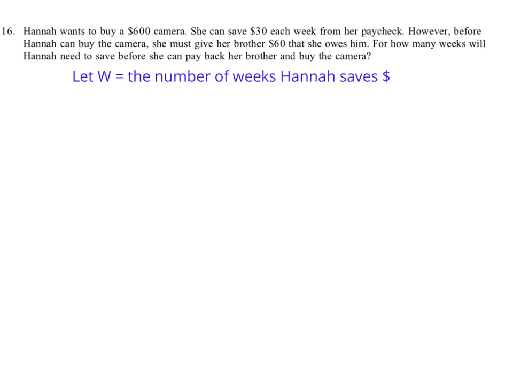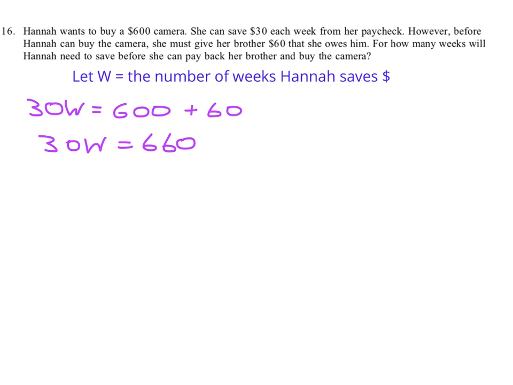So, okay, we can say if she saves $30 a week for the number of weeks that she does, that's got to equal not only the $600 that she wants to save up for the camera, but also the $60 that she owes her brother. She needs to save a total of, saving $30 a week for some number of weeks, a total of $660. $600 for the camera and $60 for her brother.